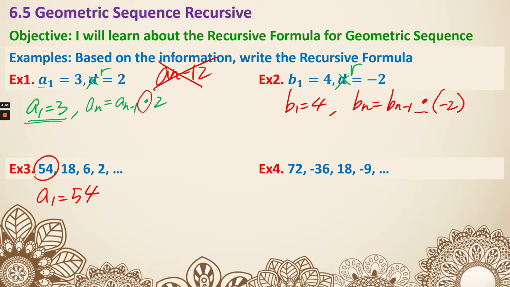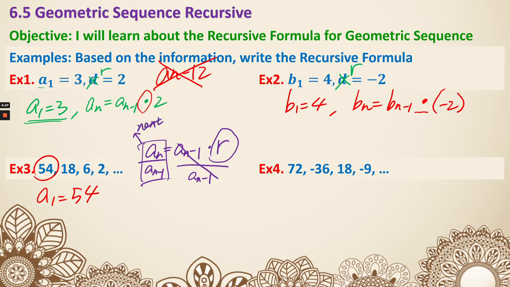Next, let's quickly talk about the formula again real quick. The second part of the formula is a sub n equals a sub n minus 1 times r. If you actually want to find the r, it's just like solving an equation. You need to get rid of the a sub n minus 1 by dividing both sides by a sub n minus 1. So that is gone. And you only have r left on the right side. And if you look at that, that actually is the next term divided by the previous term.